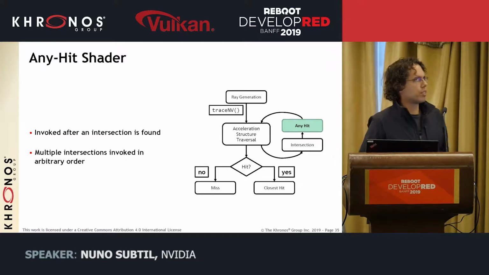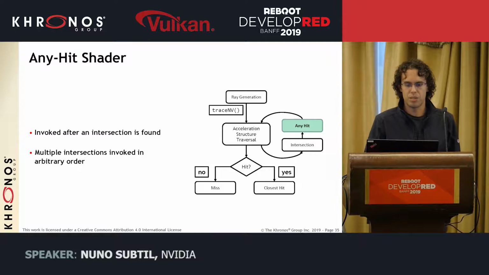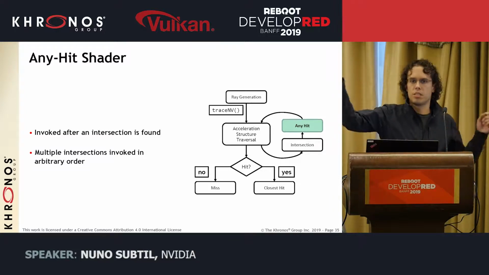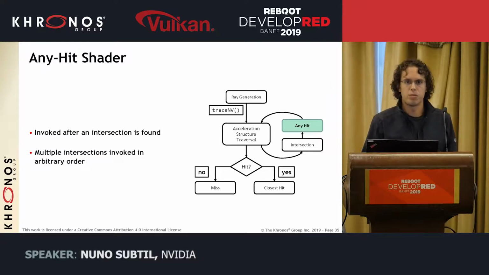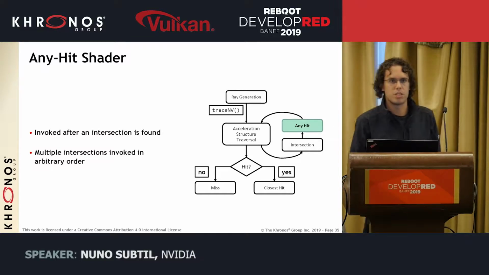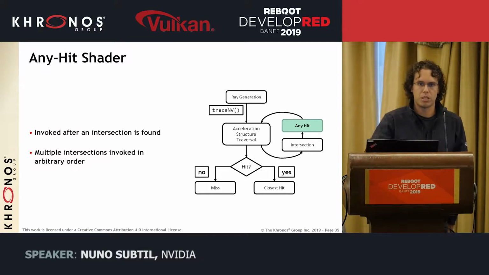So the any hit shader stage, it's invoked after any intersection is found. So a ray will traverse the scene in some direction. It could potentially hit many primitives along the path of the ray. So any hit will be invoked for each of these intersections. And there's no defined order in which these invocations will happen. They could happen in parallel. So there's no constraints on how the implementation will call your any hit shader. But it will be called for every intersection that is found along the path of the ray.